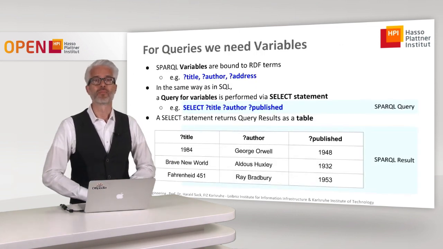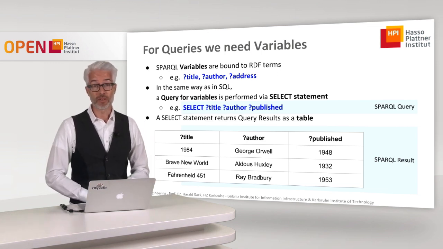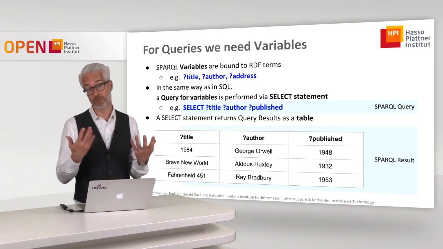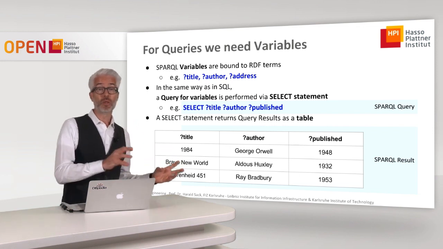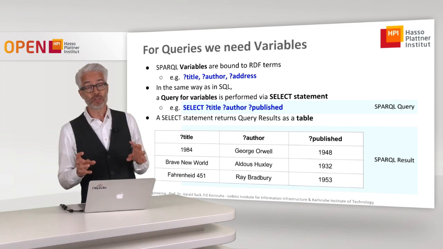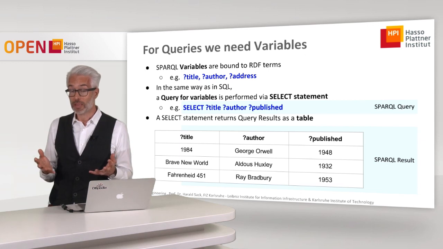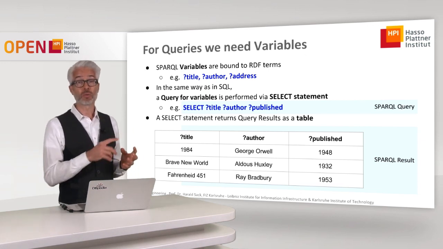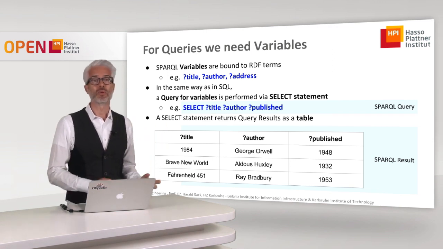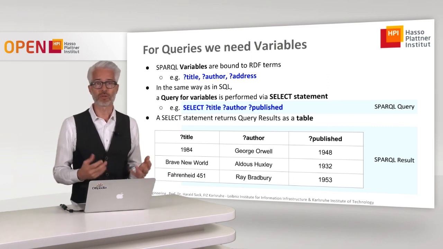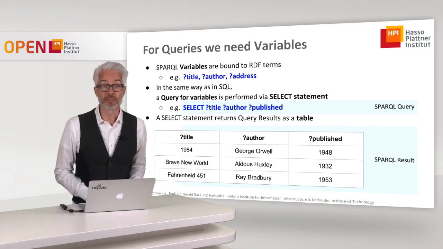So let's start. First, if we want to query, we need something like variables, because in variables the return values, so the results, will be transported. SPARQL variables are usually bound to RDF terms. To make clear that something is a variable and another thing is an RDF term, you distinguish the variables by putting a question mark in front of the variable name. As you see here, for example, ?title, ?author, or ?address. These are simply SPARQL variables.